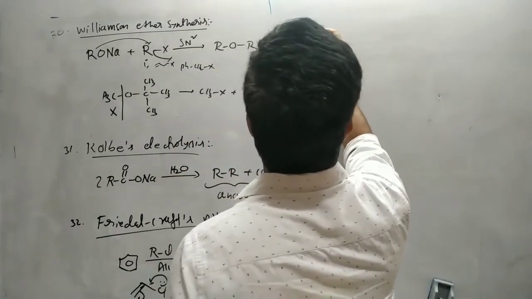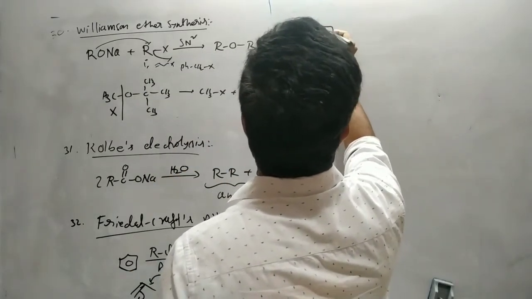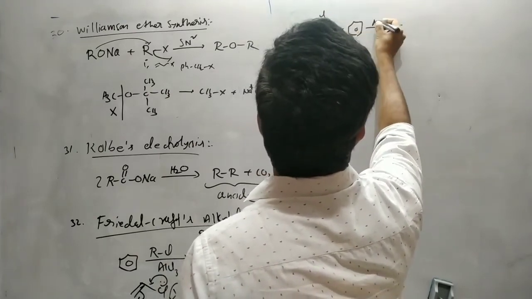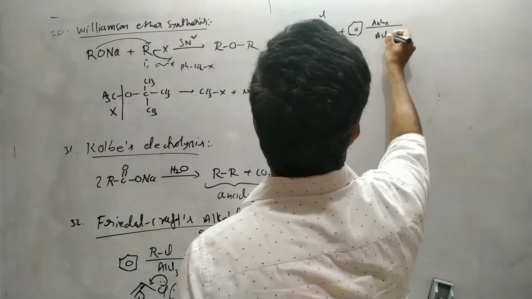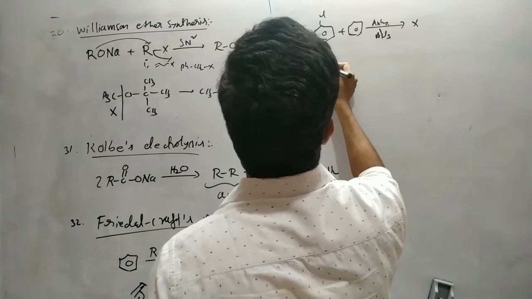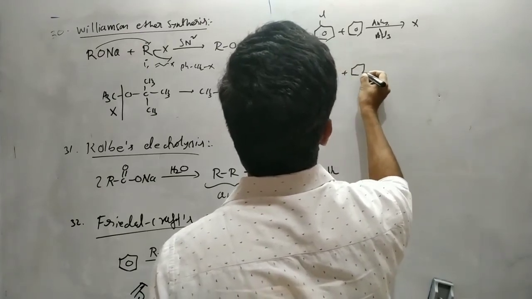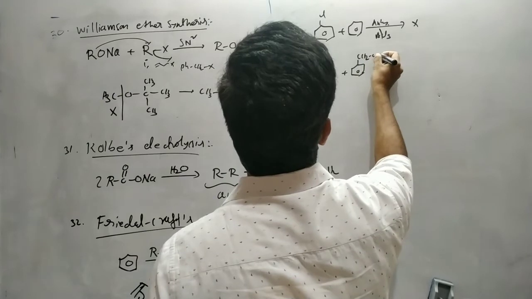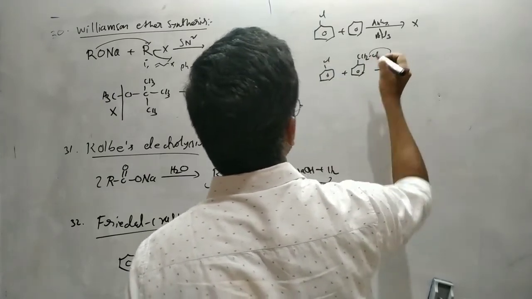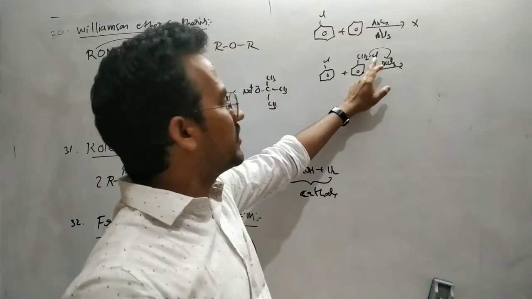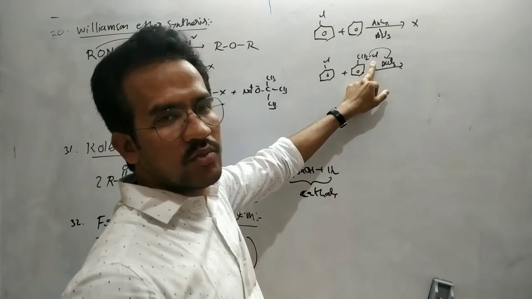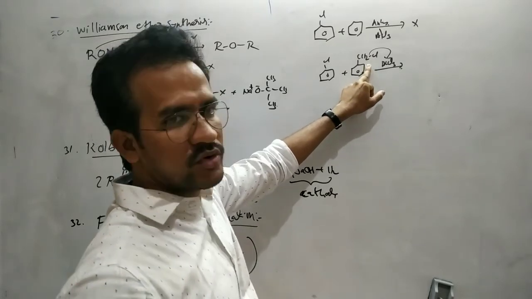Suppose in this case you have chlorobenzene and benzene in the presence of anhydrous AlCl3: no reaction. Suppose you have chlorobenzene and benzyl chloride in the presence of AlCl3: here there is an alkylation reaction. Because in this case the Cl cannot be removed from chlorobenzene, but here the Cl minus can be removed from benzyl chloride.